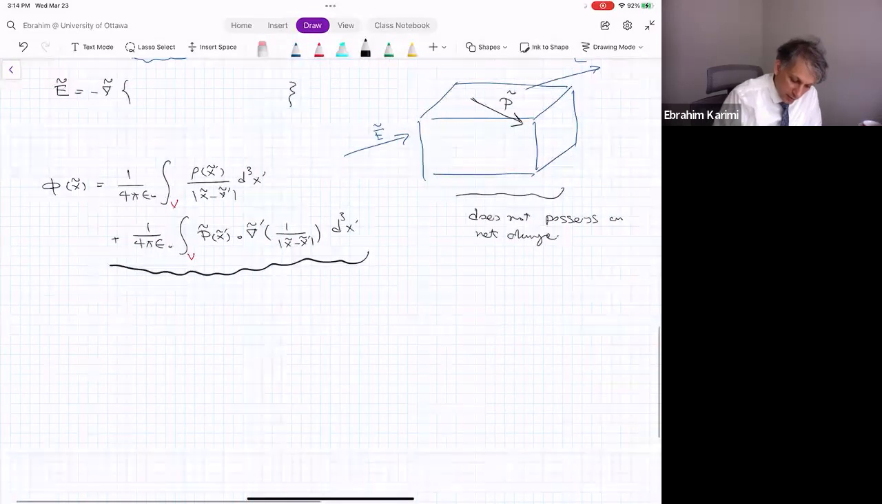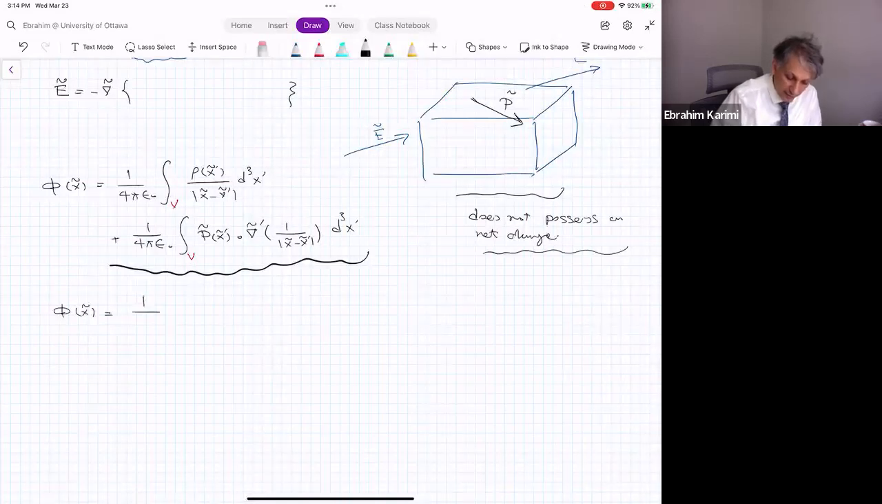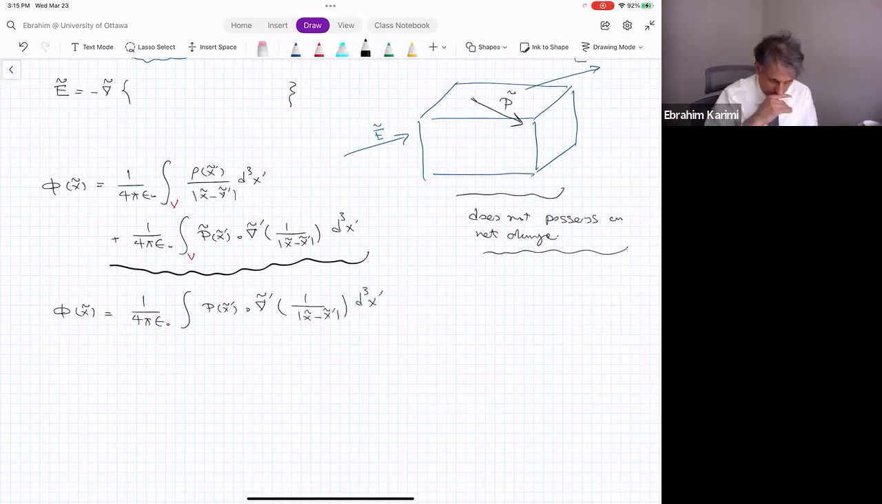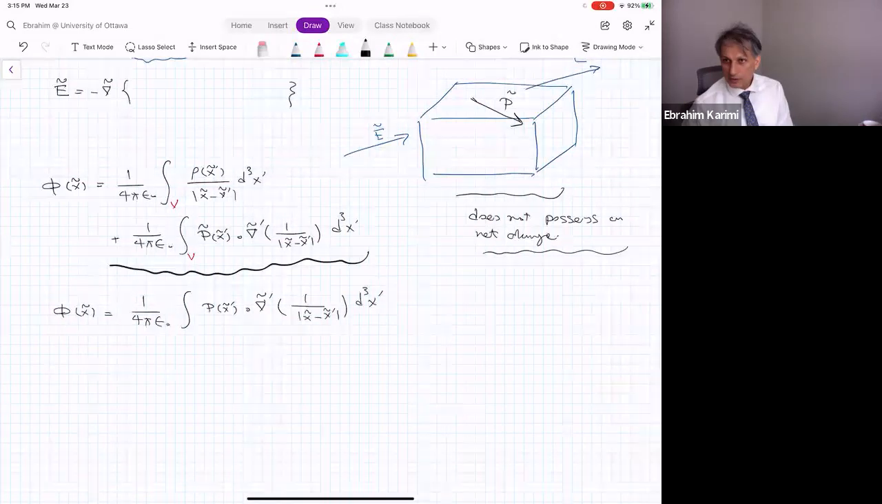So for that specific situation, we have the potential at x given by 1 divided by 4 pi epsilon_0 integral of P of x prime dot gradient of 1 divided by |x minus x prime| d^3x prime. Do you agree? That's over the volume that we are considering, which is explicitly that volume that we do have.